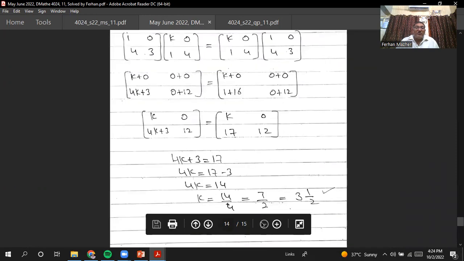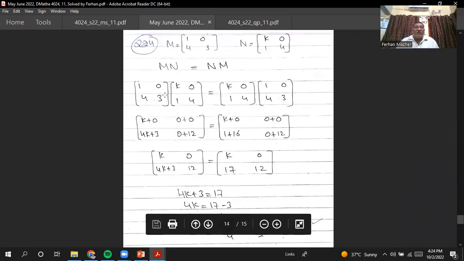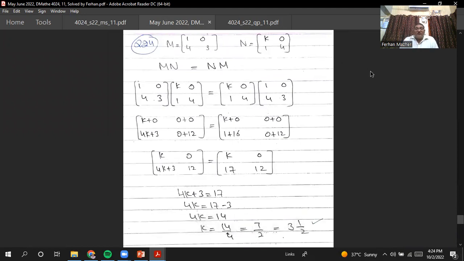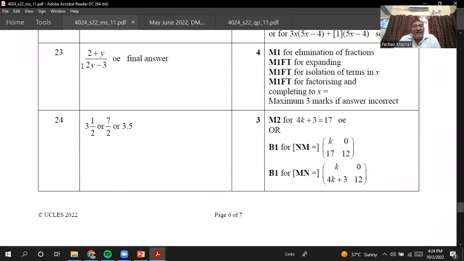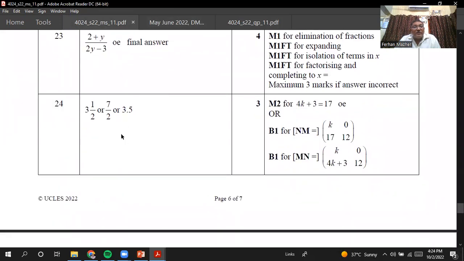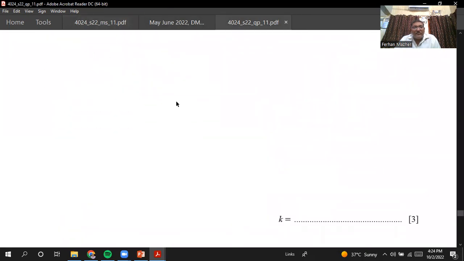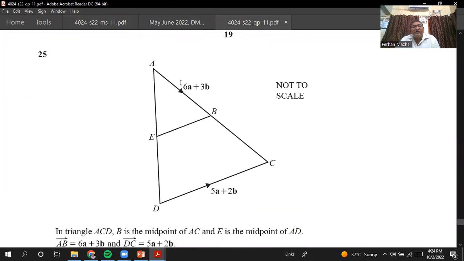So let me show you the whole question. So now I think that the whole question is showing up on your screen. You can pause the video. You can take your time with this multiplication question. My final answer is 3.5. So 3.5, yeah, this is the right answer, question number 24. Okay, so we are going to the next question. The next question is question number 25.